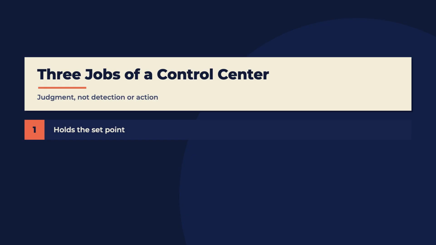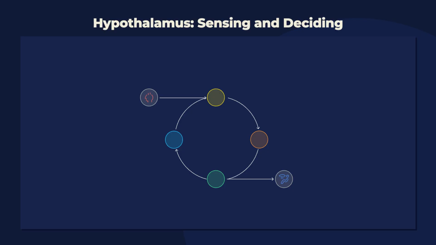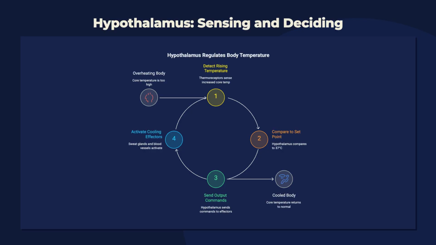It holds the set point, it analyzes incoming input against that set point, and it determines the appropriate response. Detection belongs to the receptor, execution belongs to the effector, but judgment belongs here. The hypothalamus itself contains thermoreceptors, so it can sense and decide at once. If the question emphasizes detecting a change, that's the receptor role. If it emphasizes comparing against a set point and choosing a response, that's the control center role.